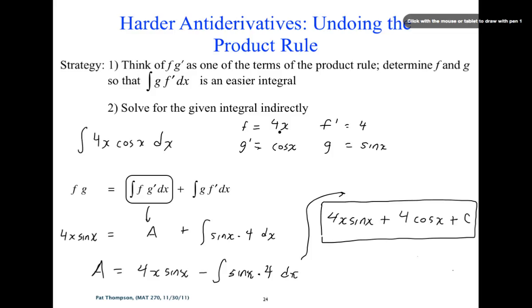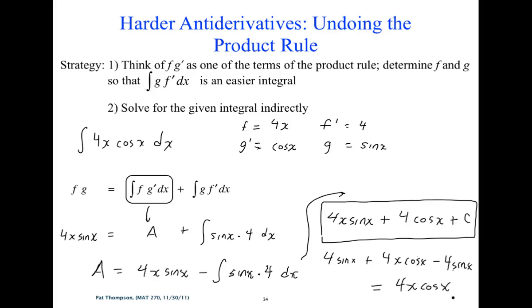Let's write the product rule first. 4 sine x plus 4x cosine x, minus 4 sine x. Oh, right. I was doing the derivative in my head wrong. So it was right. Okay, so we did it correctly. Take the derivative, and you get 4x cosine x, which is what we said.